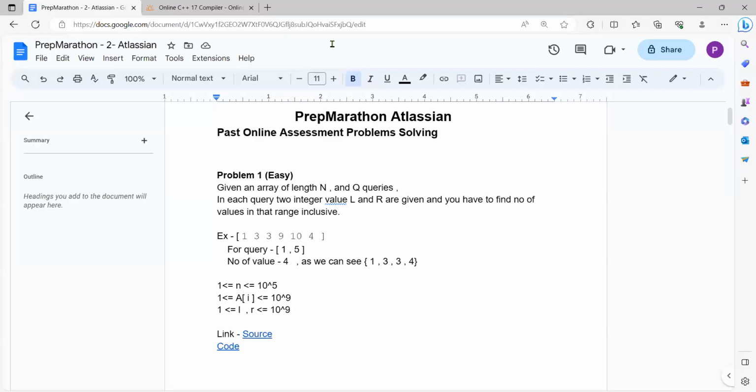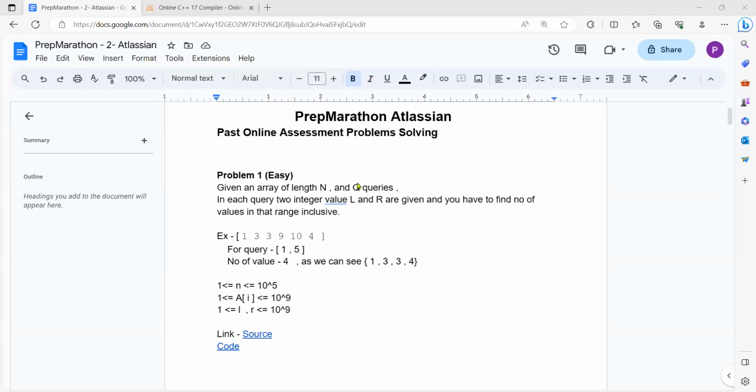It is written Prep Marathon Atlassian at the top. So if this document is visible, tell me in chat. Okay, great. So read this problem as we are doing from past sessions. You have to go through this problem and try to solve it on your own, and at the end, after some minutes, I'll guide you how to actually solve this problem.